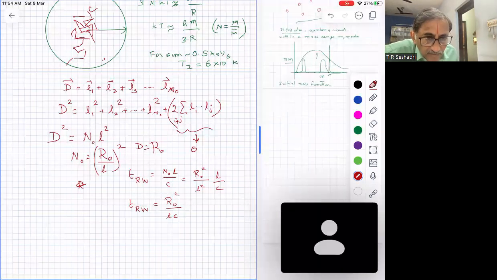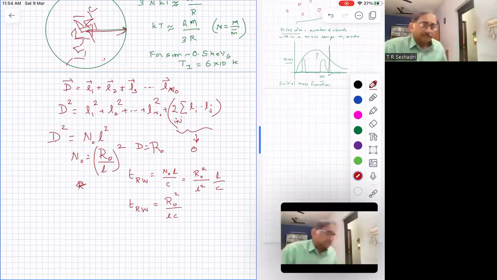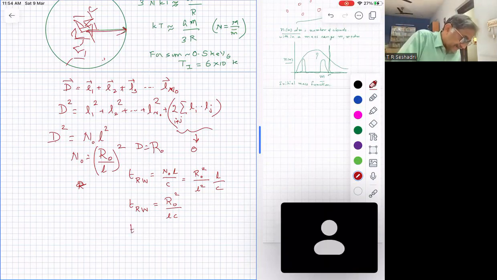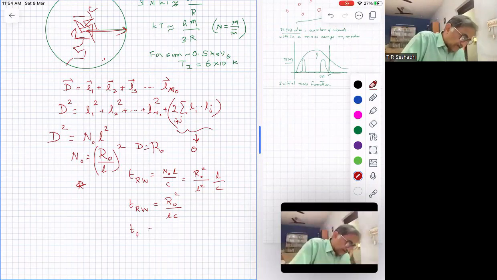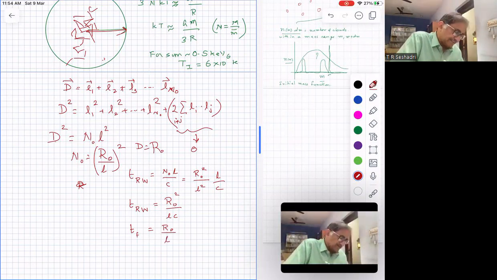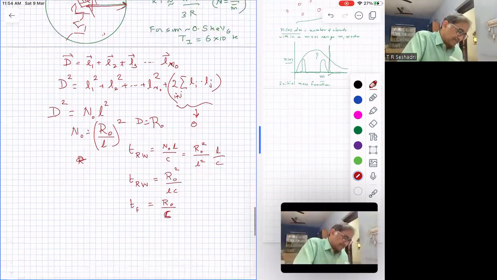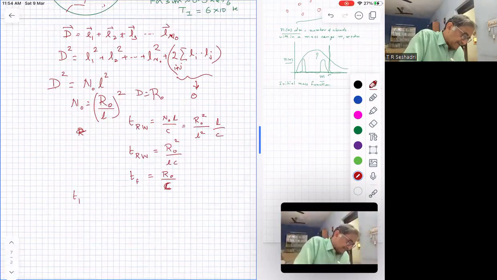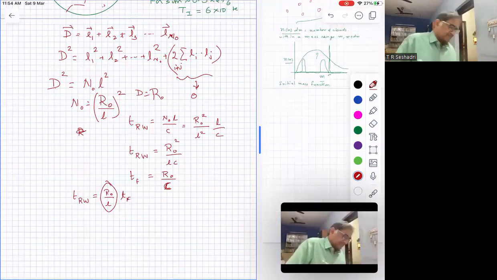Now, suppose the thing had directly come out without any scattering, then the free path of this would have been R naught by C. It means that T R W is equal to R naught by L times the free time. Okay?